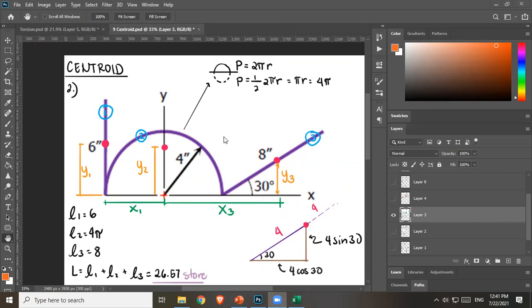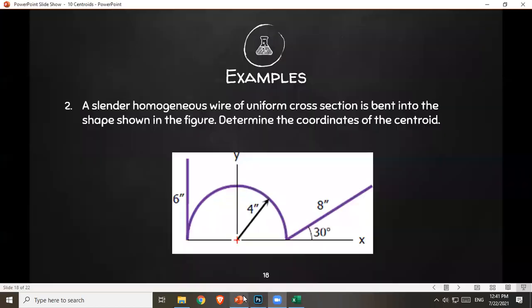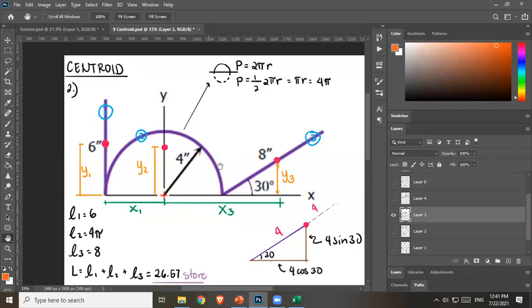Okay. So again, we have number 2. A slender homogeneous wire of uniform cross-section is bent into the shape shown in the figure. Determine the coordinates of the centroid. So we have this shape.